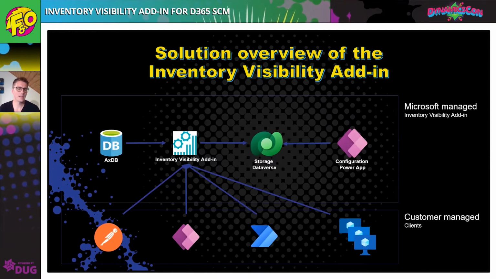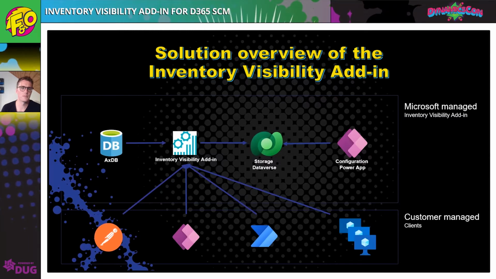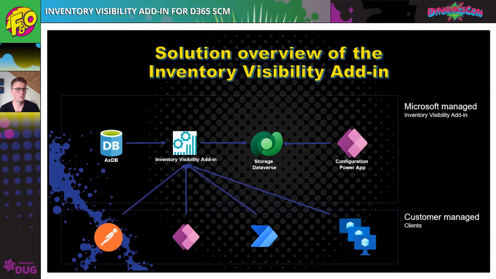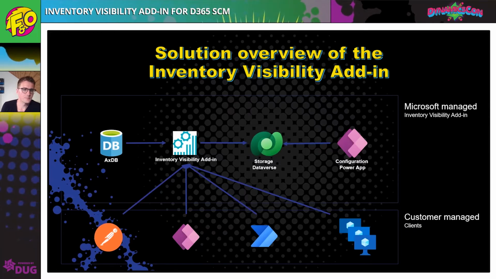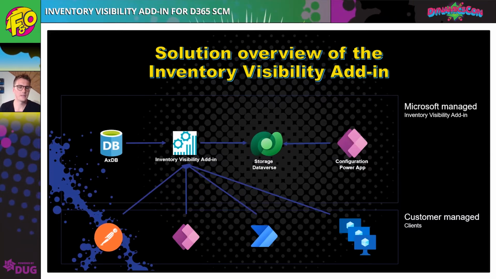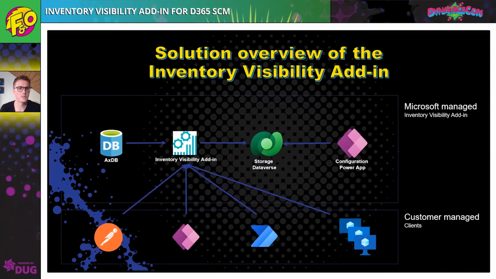So this will scale out the pressure for this kind of integration to Dataverse and reduce the pressure on the F&O database. The integration happens via a batch job on the F&O side. I will show you the details later on in my demo. So there is a recurring batch job that synchronizes the information over to Dataverse.